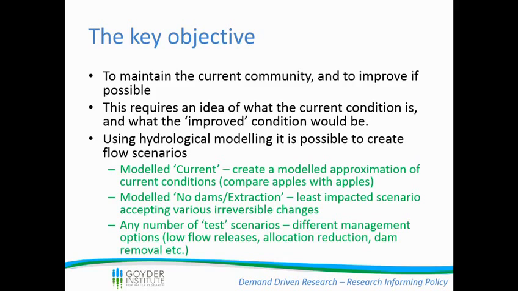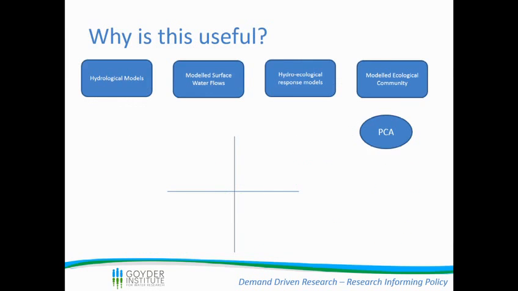So you could have something like, in the Mount Lofty Ranges, low flow releases, or you could say we're actually going to cut allocations, or we're going to remove dams, or we're going to increase allocations, or whatever. We're only going to allow people to extract water every second Tuesday for 25 minutes. Whatever the scenario you want to run, you can feed it into your surface water model and it spits out some numbers. So, why is this useful?